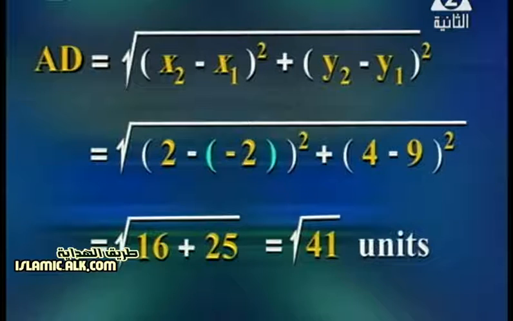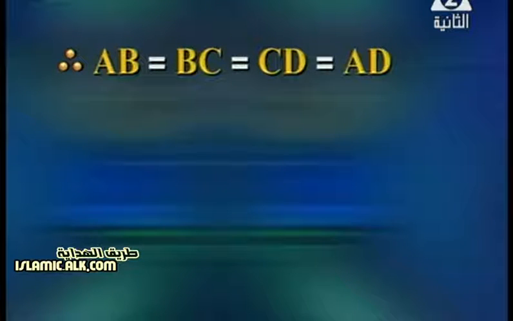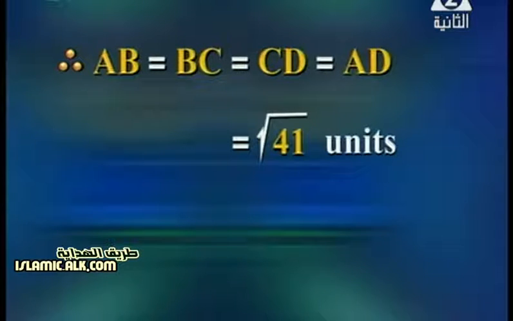In this case, you are going to notice that AB equals BC equals CD equals AD equals square root 41 units. Here, the four sides of the quadrilateral are equal. This quadrilateral may be a rhombus and may be a square.